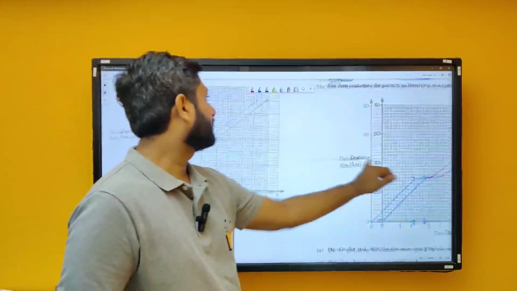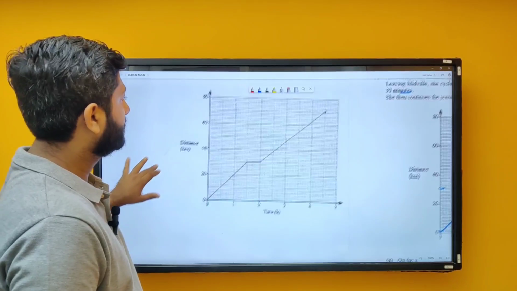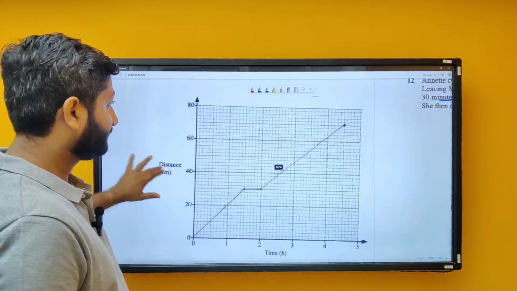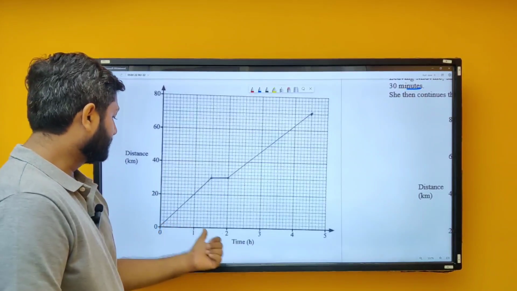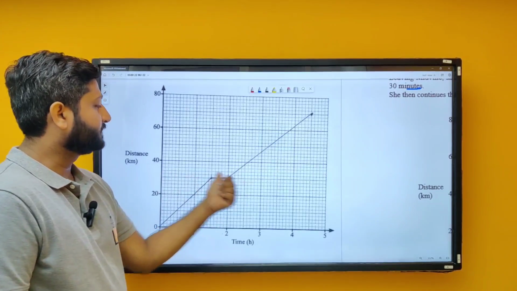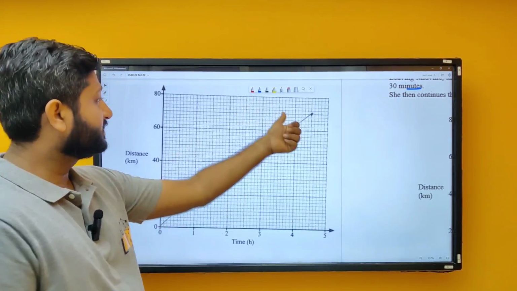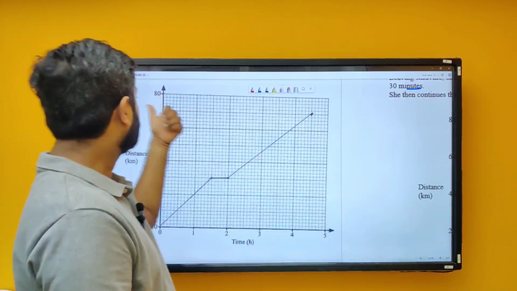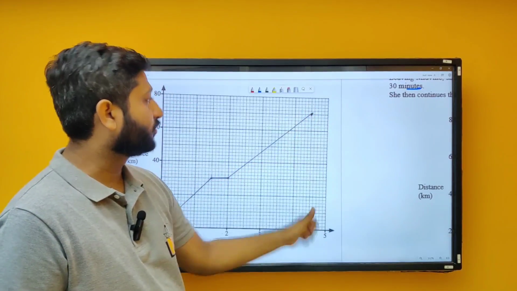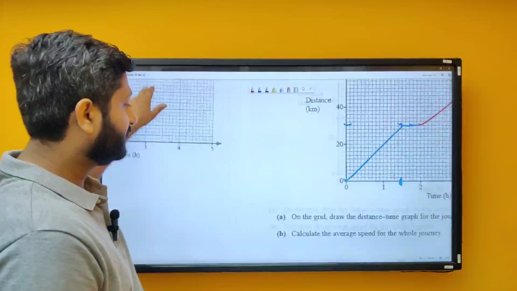See, I have drawn this figure. This is the final one. See, I have covered everything here, right? You can see from 0 to 1.5, this is 30 kilometers. Then she takes a break of half an hour, and then she again starts her journey and completes 70 kilometers when the time is 4.5 hours, right?